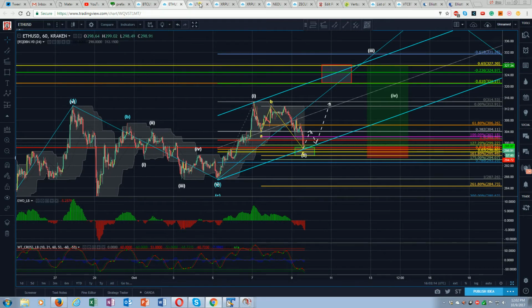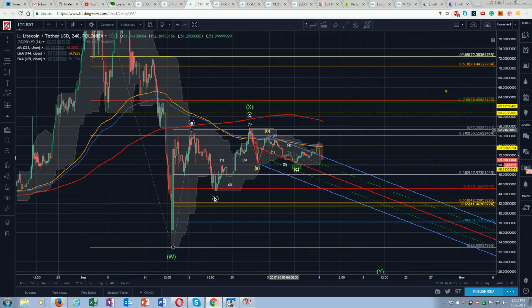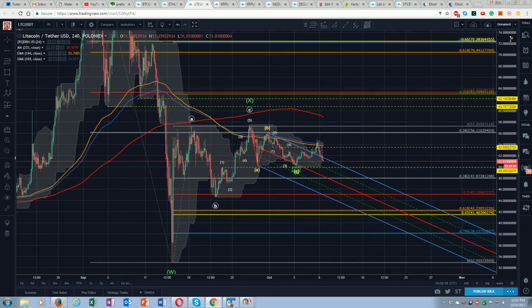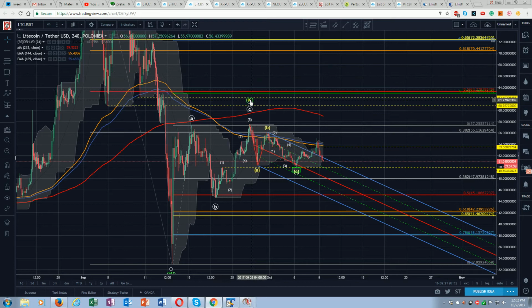Let's go over to Litecoin. Now, here's one that is kind of a surprise. Because of the big push in Bitcoin, you might have expected Litecoin to get impulsive here and go with it, but we don't. What do we get? We get a 3-wave corrective structure.